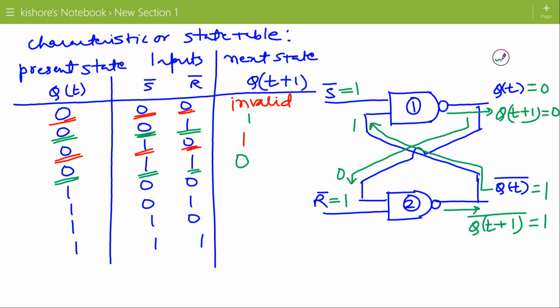So this cross coupled NAND circuit, or any latch or flip-flop, will give an invalid state only if the two inputs are the same. So a flip-flop or latch will give an invalid state for 0 0 or 1 1 only. And if the two inputs are not equal, then we will have a valid state in case of a flip-flop or latch.